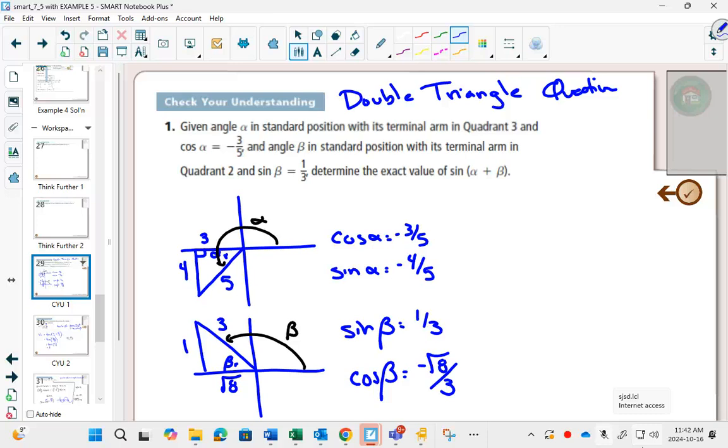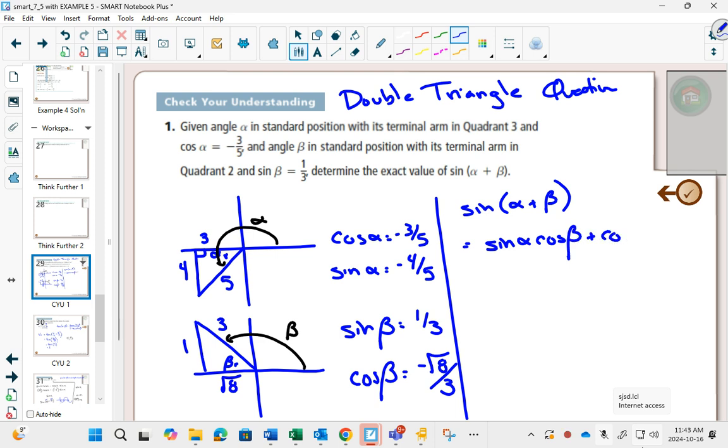So it's a double triangle question because you're going to draw a triangle for alpha and a triangle for beta. And then the question asks us to find sine alpha plus beta. And we go to our formula sheet, and it's equal to sine alpha cos beta plus cos alpha sine beta. And from here, we just have to plug in values.